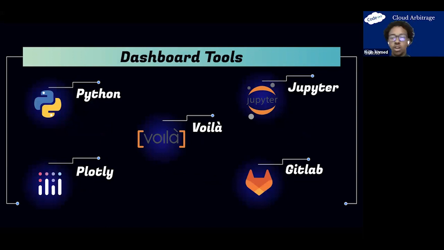So these are the different dashboard tools we'll be using on our dashboard. We use the coding language of Python to code everything. And we also use Jupyter as the main platform when we did all of our coding. We use HoloViews and Plotly to create our visualizations and use the Jupyter package of Voila to visualize it in a dashboard. Finally, we use GitLab to collaborate and share our work.